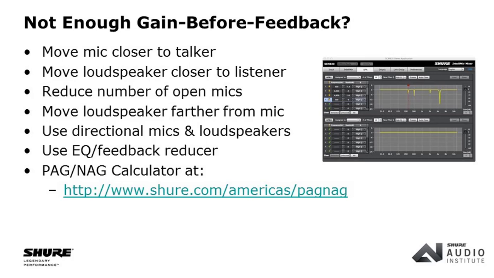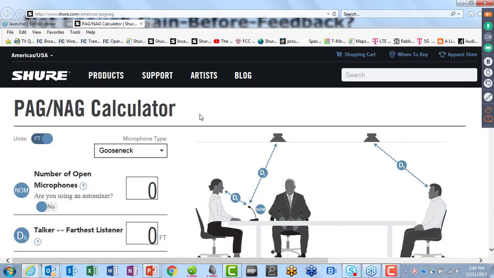In the electronic realm, you can use equalizers or a digital feedback reducer to automatically detect and equalize out the feedback by inserting small notch filters in the system. And if you're wondering, how do I know if I need to do any of these things? We've actually got a calculator online called PAG-NAG, and PAG stands for Potential Acoustic Gain, and NAG stands for Needed Acoustic Gain. We'll bring it online and show you, but this is a way of predicting a good estimation of whether or not you're going to be able to get enough gain before feedback from the sound system.